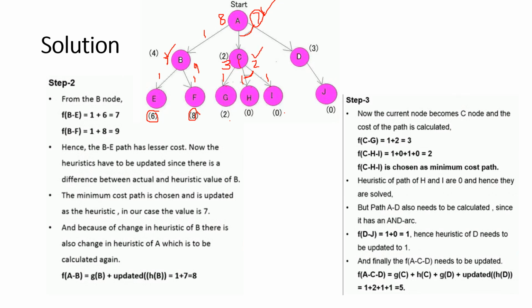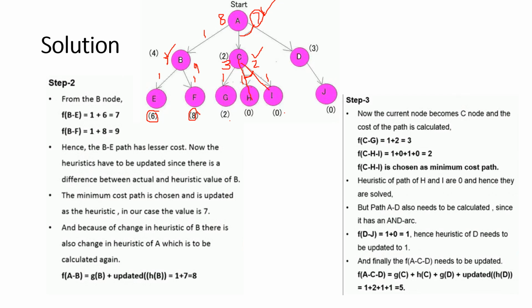So solving C to H and I is less. This is 2. So here CHI has the minimum value. Now if you are solving C, we have to solve D also.